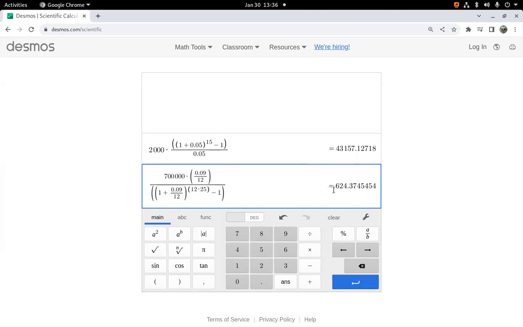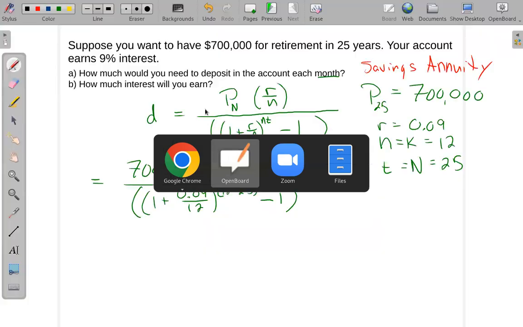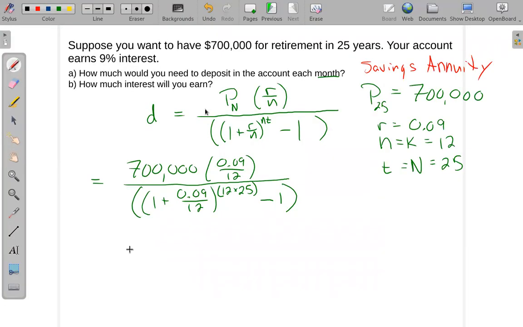So the claim here is that if I make payments of $624.37 every month for 25 years at 9%, I'll have $700,000 in the future. So 624.37, let's make a note of that. So that's my monthly payment.